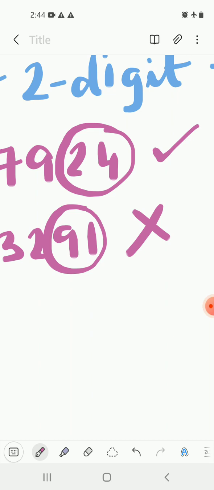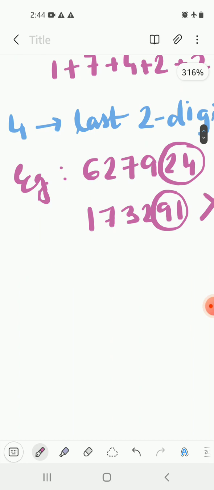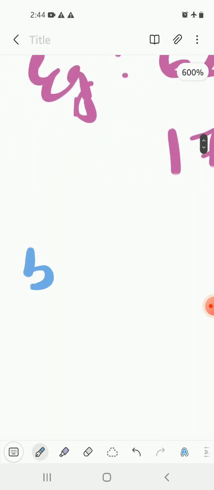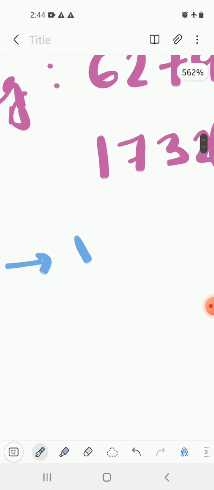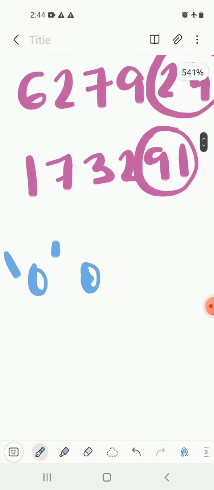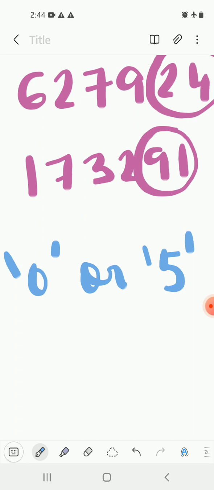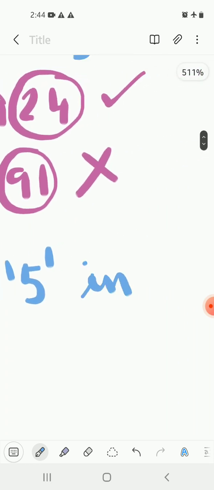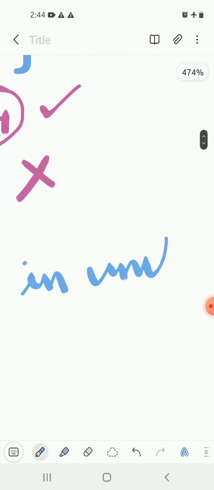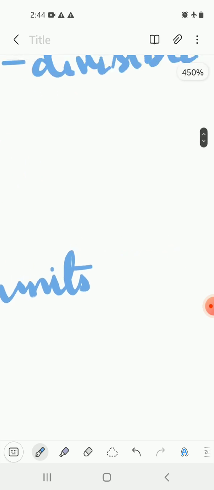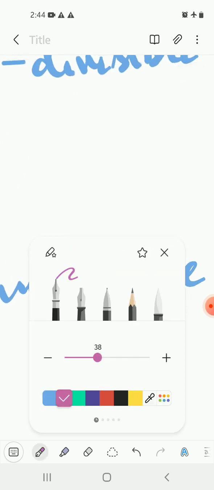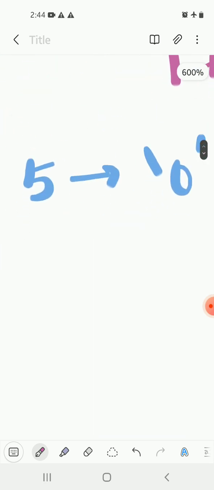Now we will move to number 5. Rules for divisibility of 5. This is very simple. Check whether there is a 0 or a 5 in the units place or not. If we find that there is a 0 or a 5 in units place, we can say that the number is divisible by 5. I'll show you with the help of an example.